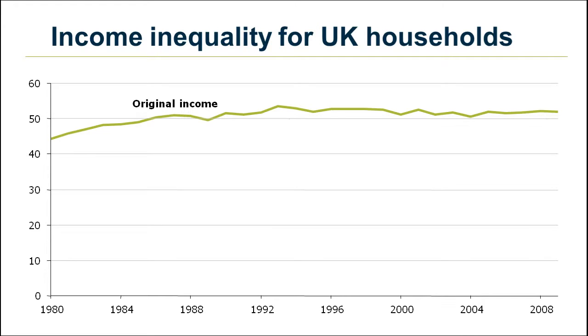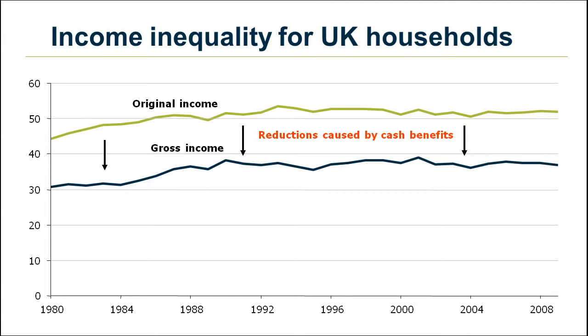When cash benefits are included, they reduce the level of income inequality. This is because very little cash benefits go to the richest households. Looking at the level of income inequality for gross income, which is income after adding in cash benefits, we see the fall in income inequality.